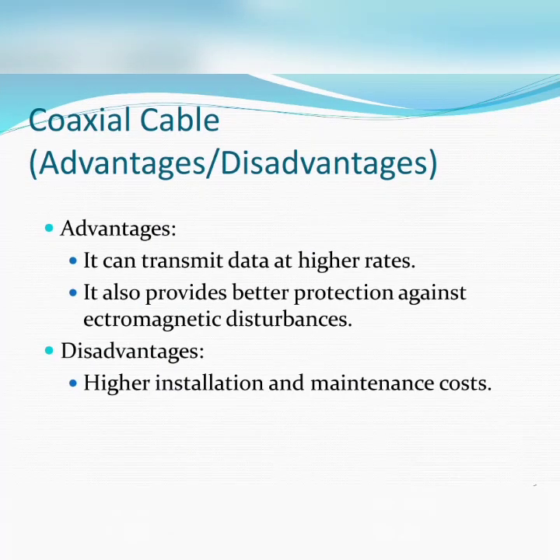Now let's talk about the advantages and disadvantages of coaxial cable. Its advantages are it can transmit data at higher rates. It also provides better protection against electromagnetic disturbances. Its disadvantage is its higher installation and maintenance cost.